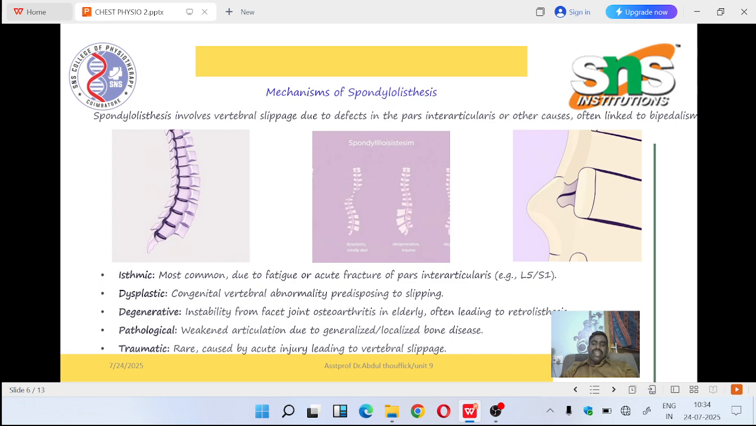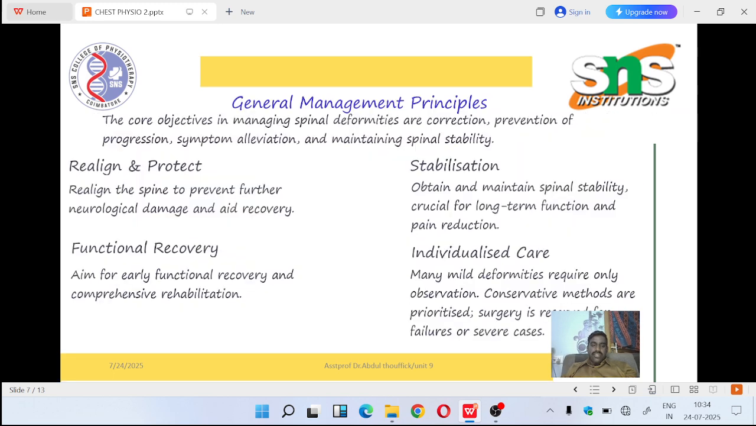Then coming to the management, the general aims are to realign and protect the spine, stabilize to prevent progression, reduce pain and improve function, enable early rehabilitation, and restore independence. The treatment is individualized: mild deformities may only need observation, while severe ones may require surgery too.